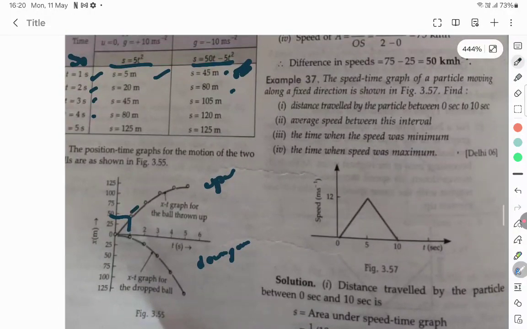Another way of finding is to do a slope. The velocity is decreasing for an upward journey. So this slope is decreasing, that shows this is upward, and this velocity is increasing, and so this is downward.